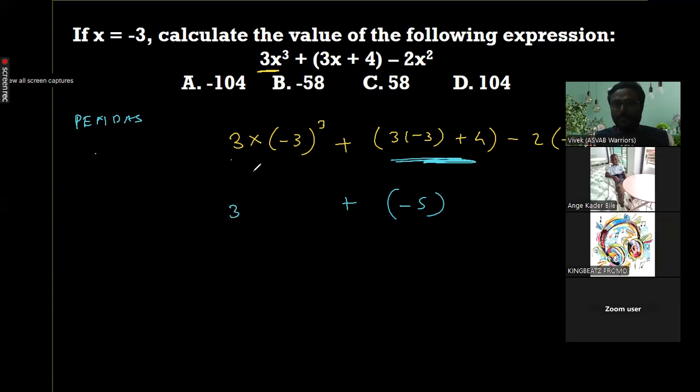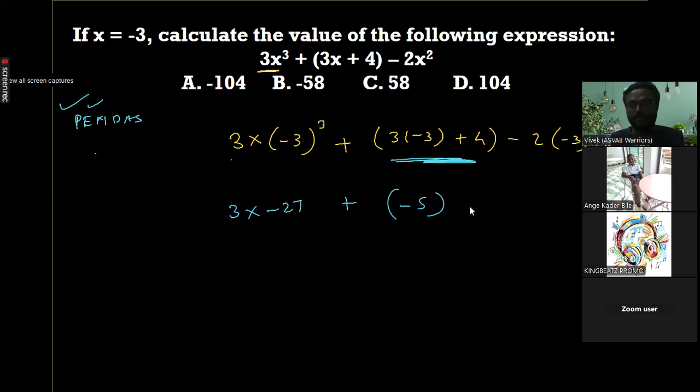The parenthesis is done. Let's move on to the exponent now. Negative 3 times negative 3 times negative 3 is negative 27. Minus 2 times negative 3 times negative 3 is positive 9. So the exponents are also done. Let's see, where do we have multiplication? Yes, we have the multiplication over here.